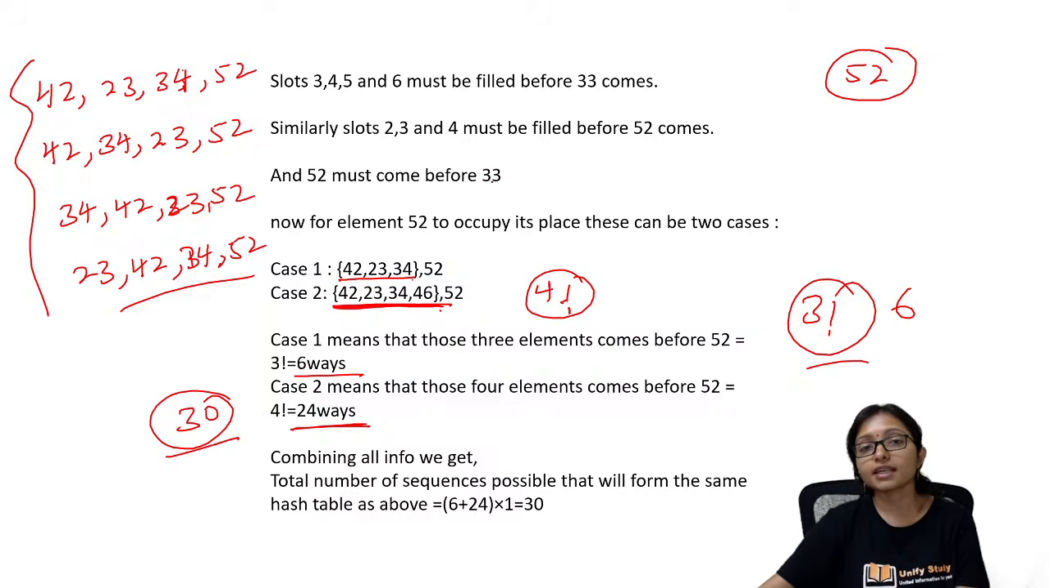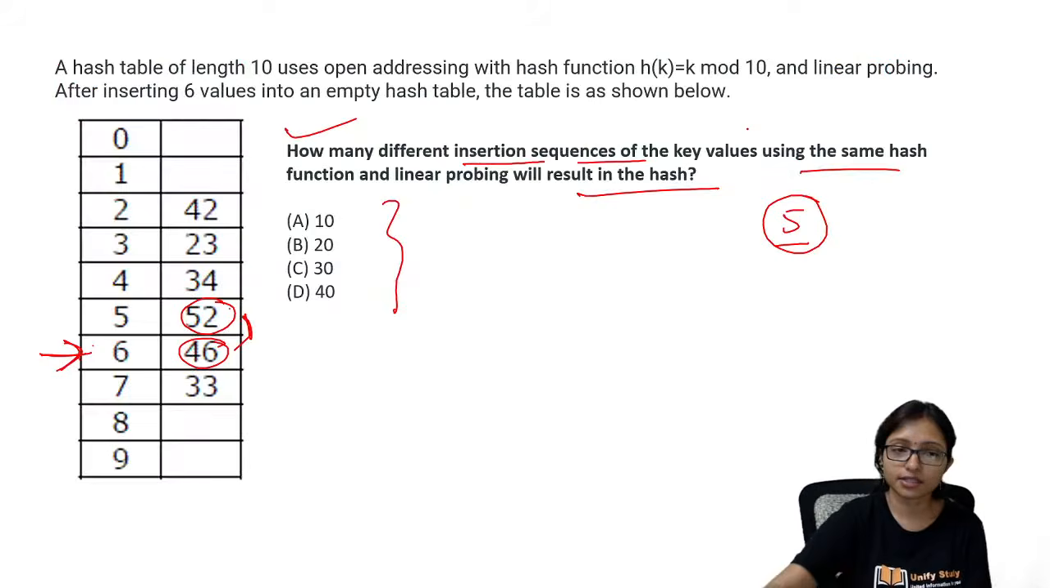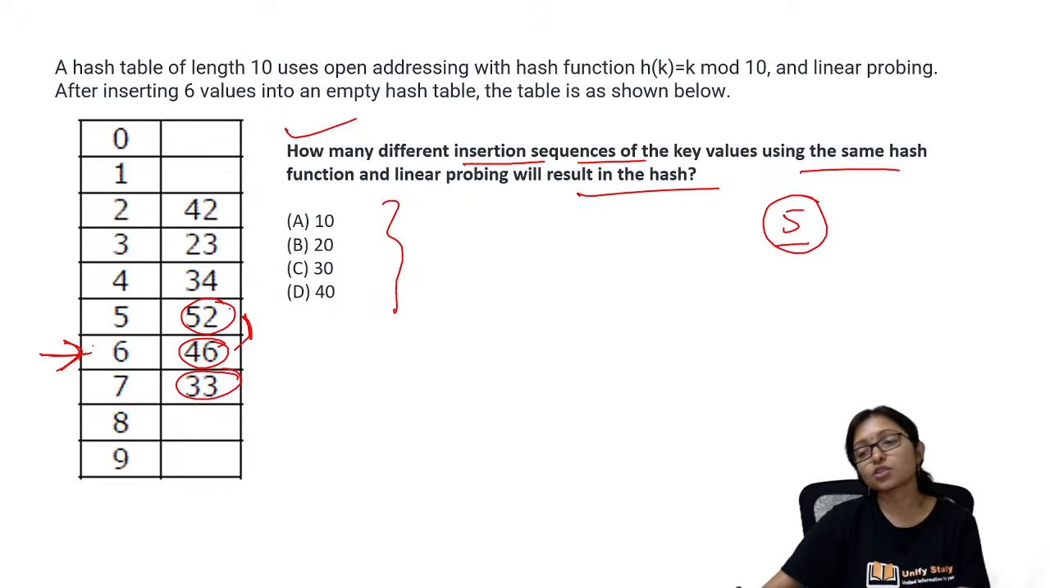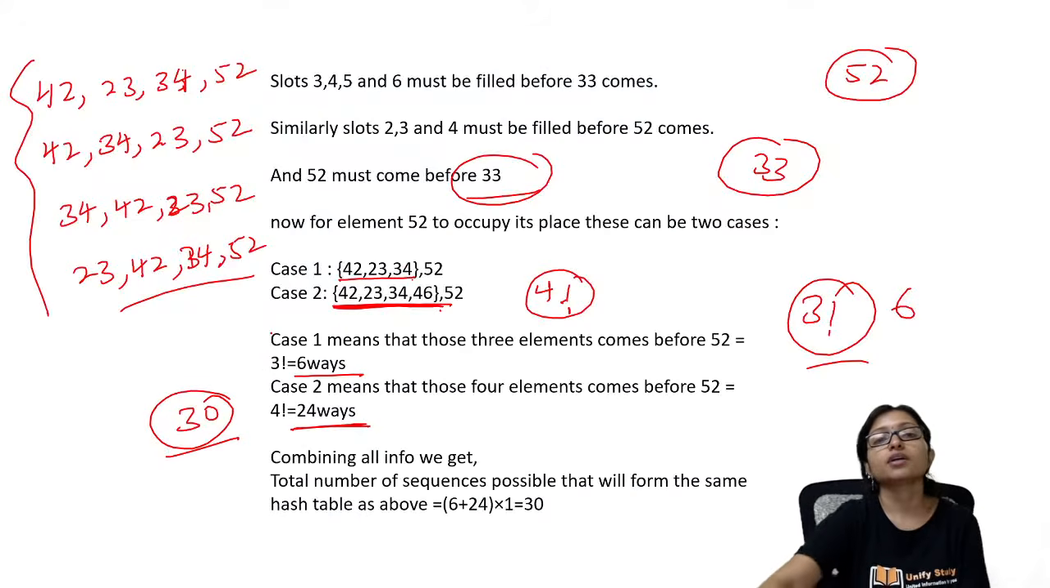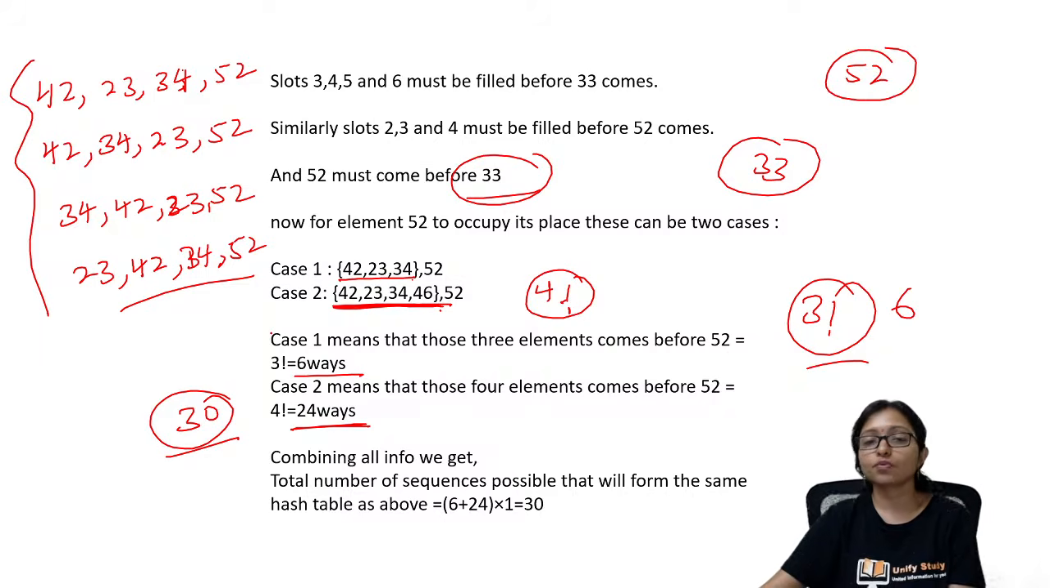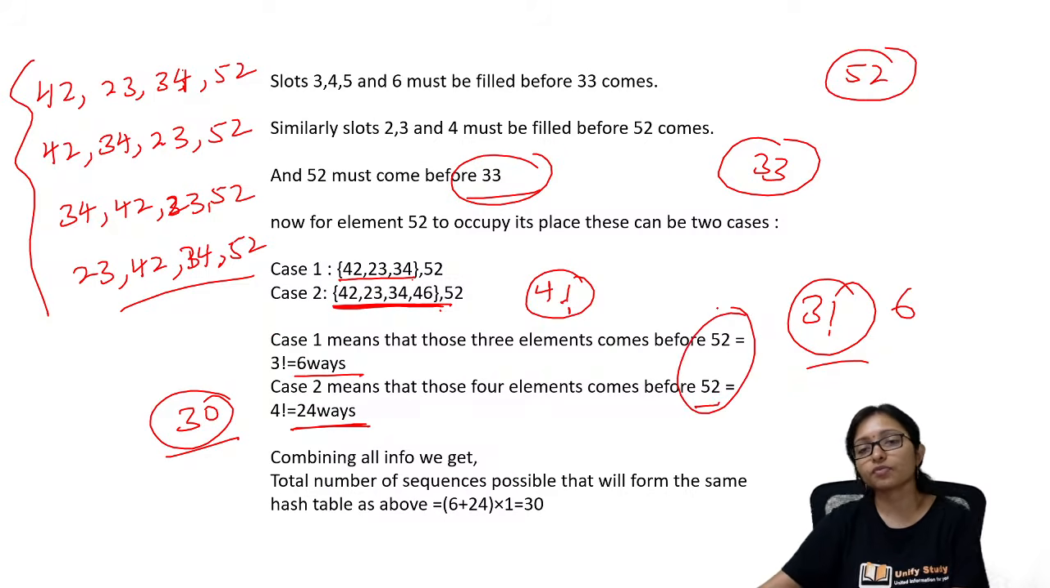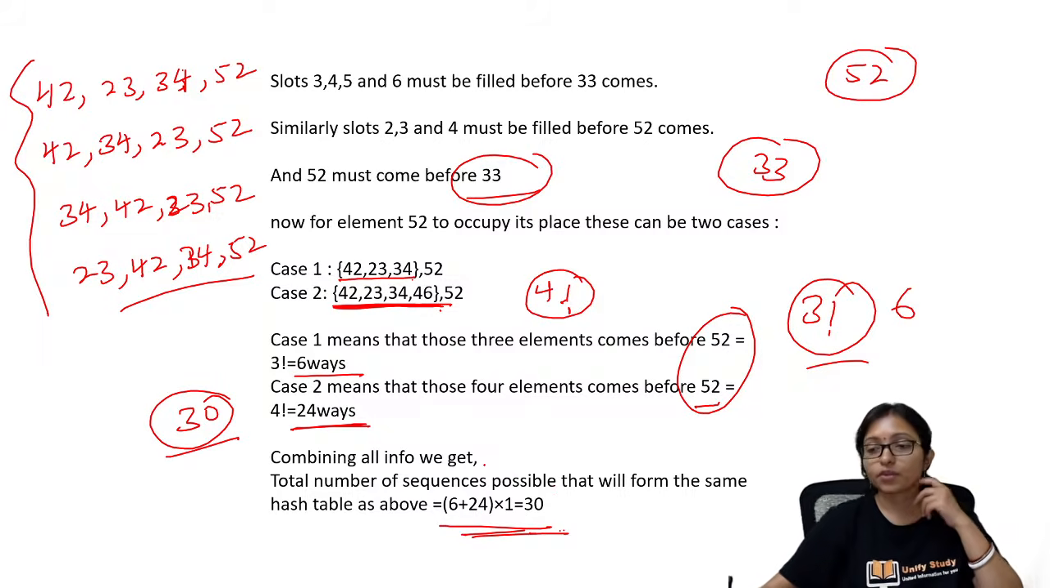For 33 there is only one way, because 33 always comes at the last. For 33 there is no other option. So 33 will come just after 52 only. If I take all the combinations for 52, then automatically 33 will also come with that. That's why the total number is 30. 30 total possibilities will be there. Got it?